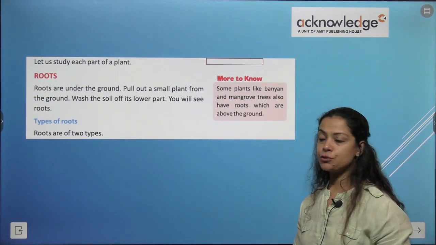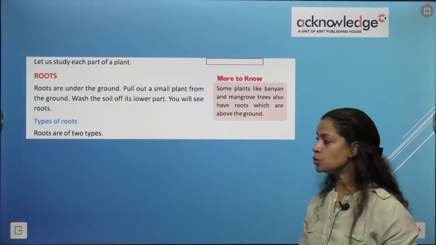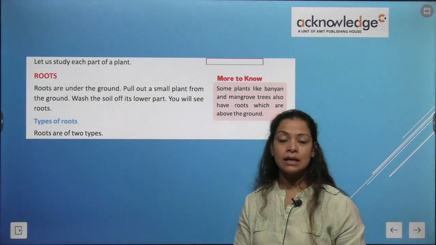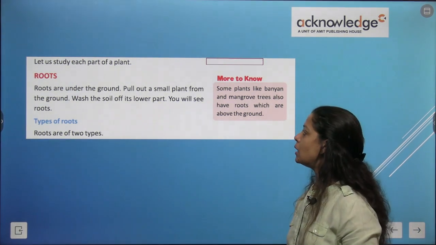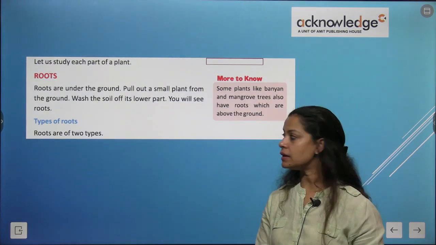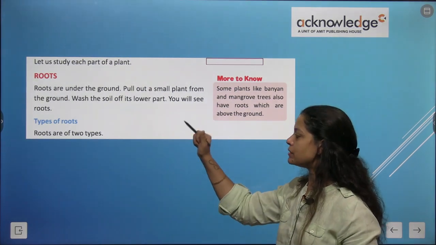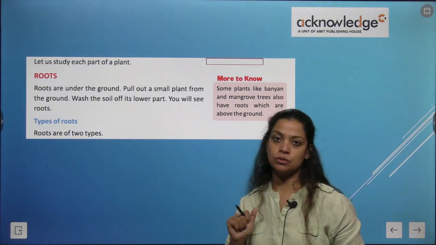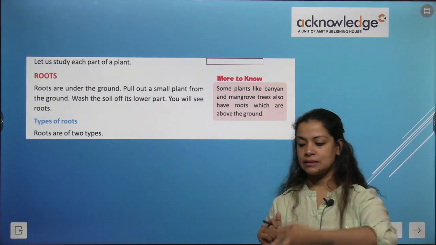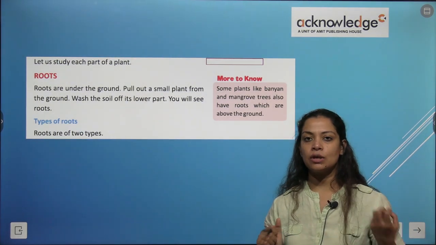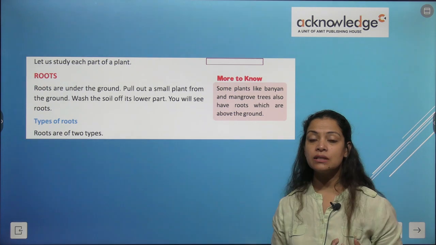Now let us study each part of a plant. We'll study about root first. Roots are under the ground and they pull out a small plant from the ground. Wash the soil off its lower part. You will see roots. आप कोई सा भी छोटा सा plant ऐसे थोड़ा सा ground से या soil के ऊपर लेंगे तो you will be able to see roots.